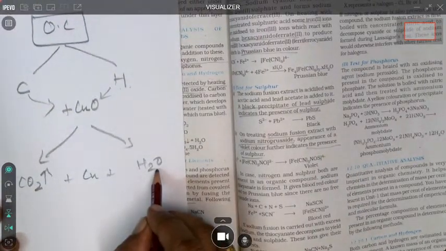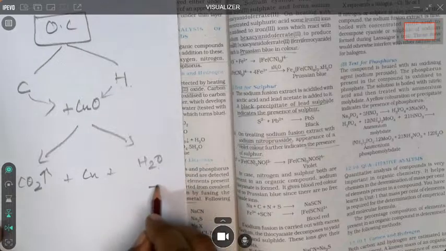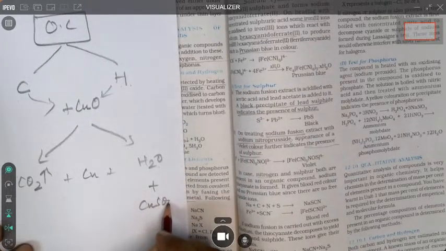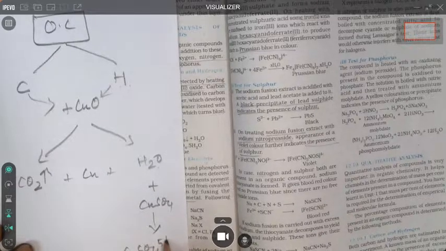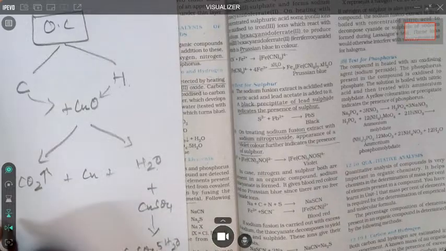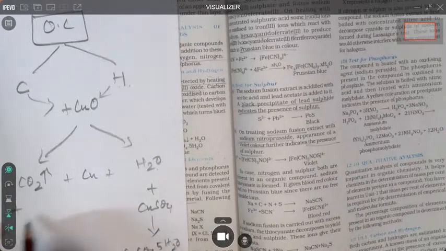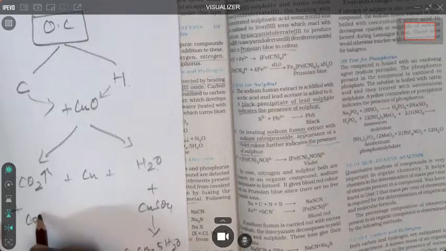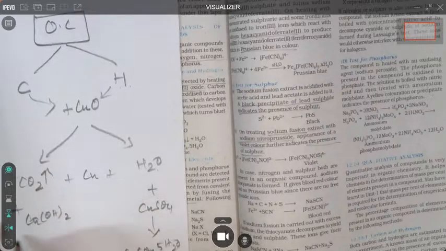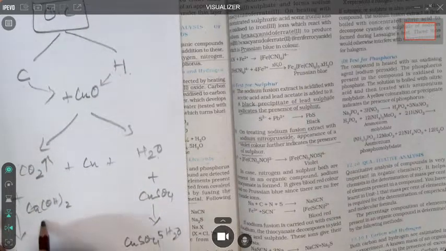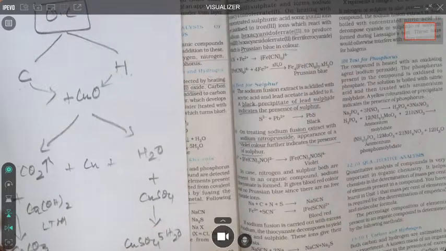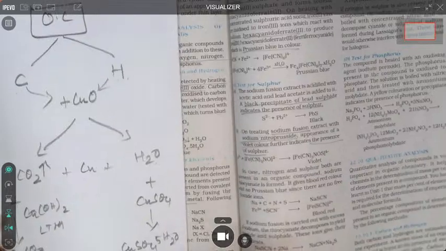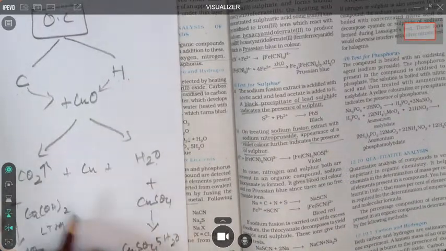Okay, so this water molecule is treated with anhydrous copper sulfate, so that you are able to get a blue color, copper sulfate pentahydrate. Whereas in this case the CO2 is combined with what? Lime water, Ca(OH)2, calcium hydroxide, so that the lime water turns to milk, and it becomes calcium carbonate. Okay, right? So these are the identity tests.